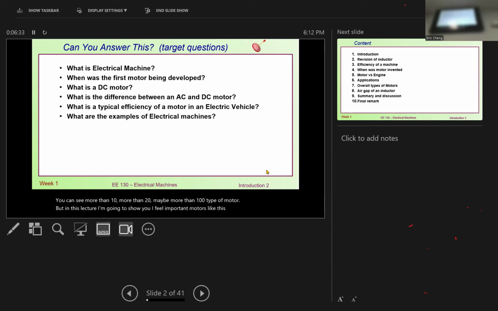In this lecture, we are going to show you a few important motors, like the DC motor, brushless motor, and induction motor. We also tell you that we can operate on DC or AC. What's the difference? How can we operate from DC or AC? What kind of motor is used in a robot, in a vehicle, or in a wind turbine? Which one shall we use? That's the thing we need to understand.